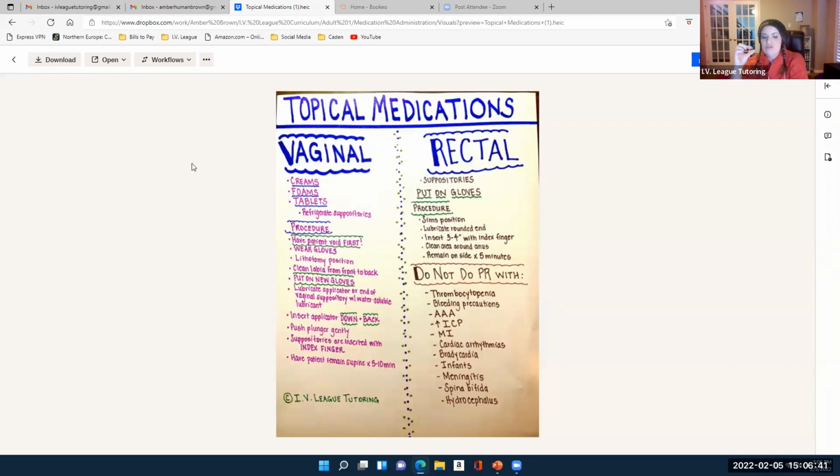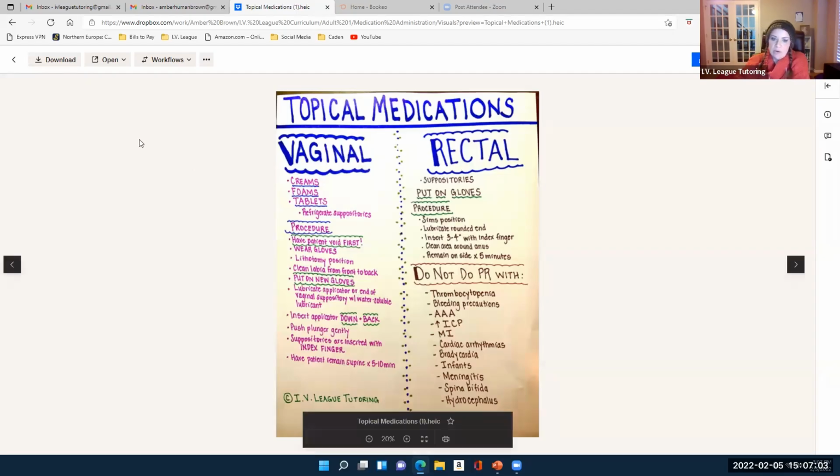If you're doing a suppository, insert it with your index finger and go in a finger's length. Got it? And then the patient needs to lay there for about 5 to 10 minutes so that their body heat can melt it. Do they lay in the lithotomy position? They don't have to. They're probably not comfortable in the lithotomy position, so I would just position them in whatever other way.